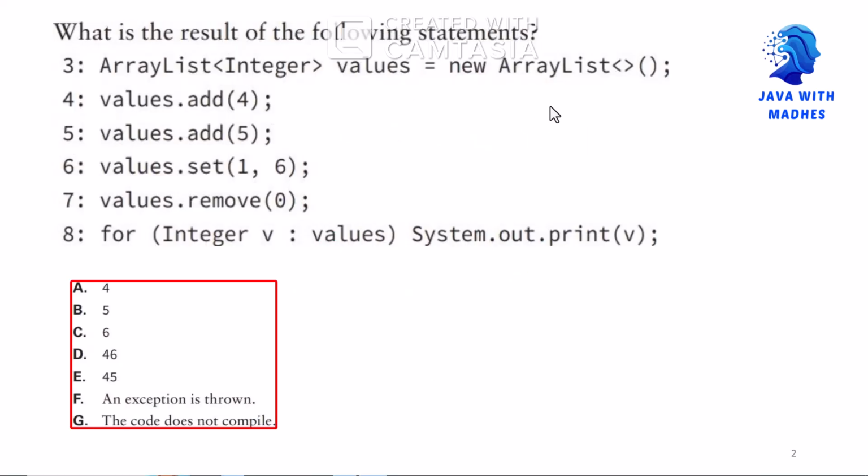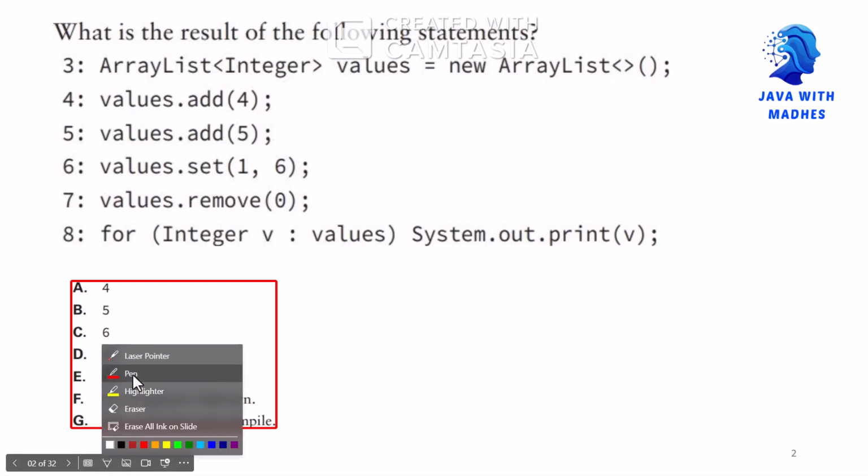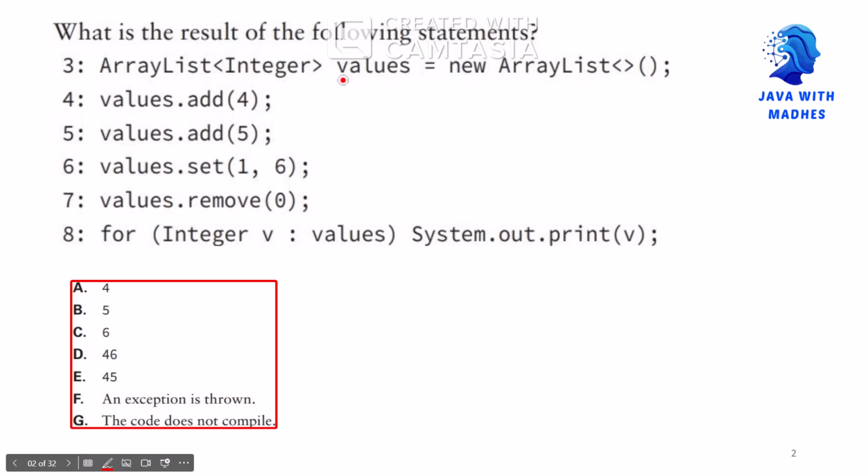First question: what is the result of the following statements? Here we are declaring one ArrayList object called values.